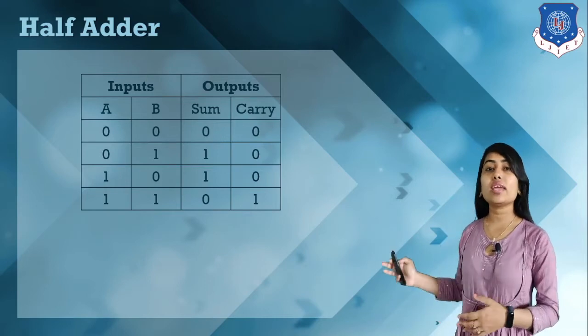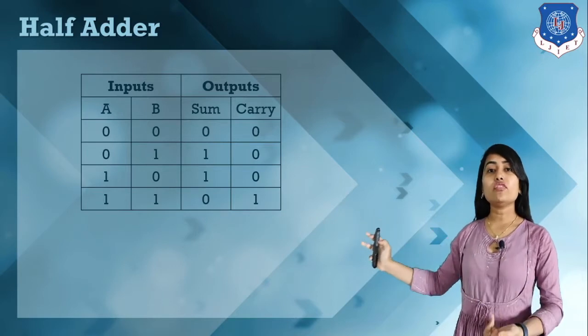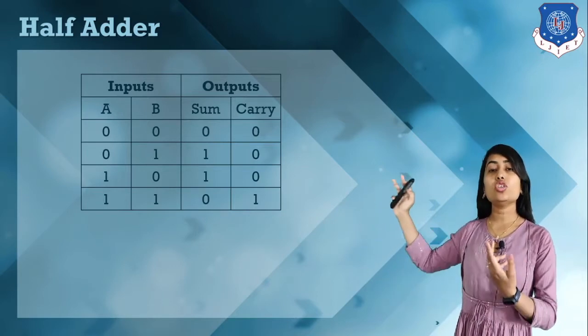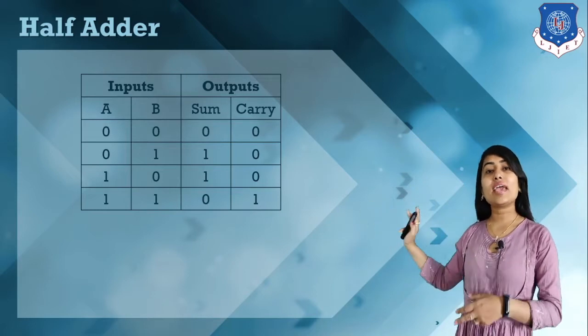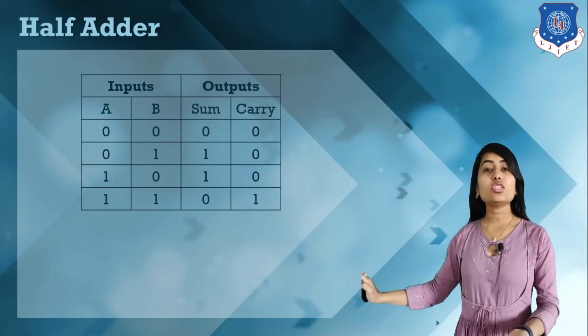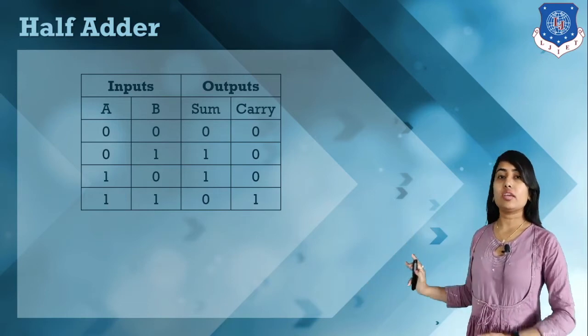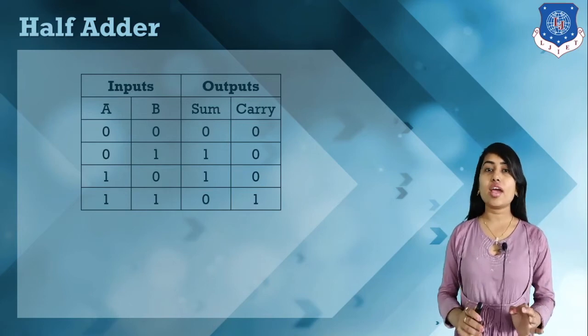So we can write a table like this: 0 0, 0 1, 1 0, 1 1. 0 plus 0, sum 0, carry 0. 0 plus 1, sum 1, carry 0. 1 plus 0, sum 1, carry 0. And 1 plus 1, sum 0, carry 1. This is how we can make a table for the half adder.